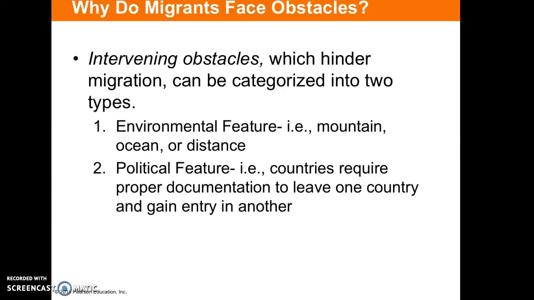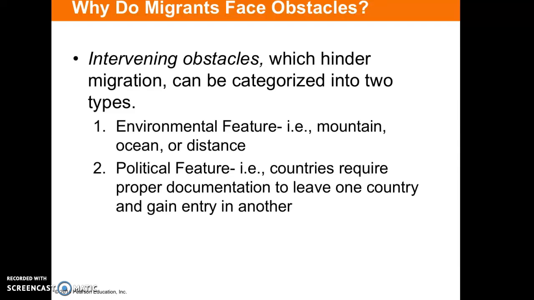So what kind of obstacles are there? Intervening obstacles are things that hinder migration or slow it down or make it harder. And they can be categorized into two types. An environmental feature, so having to climb a mountain, having to cross a desert, having to cross an ocean, or having to just go really far away. These are all features that can slow down or prevent migration.